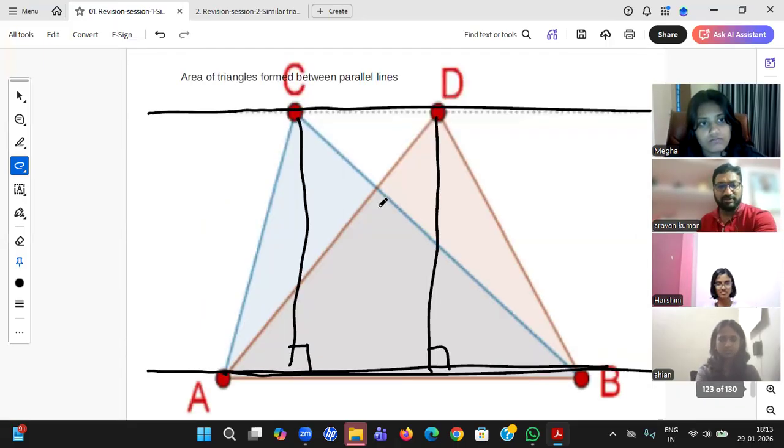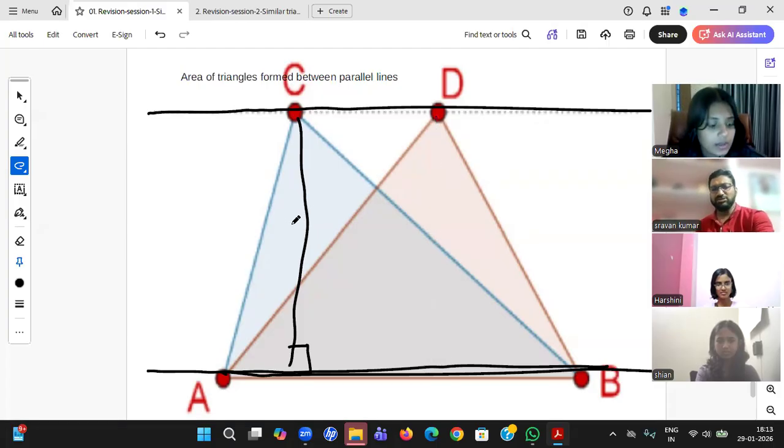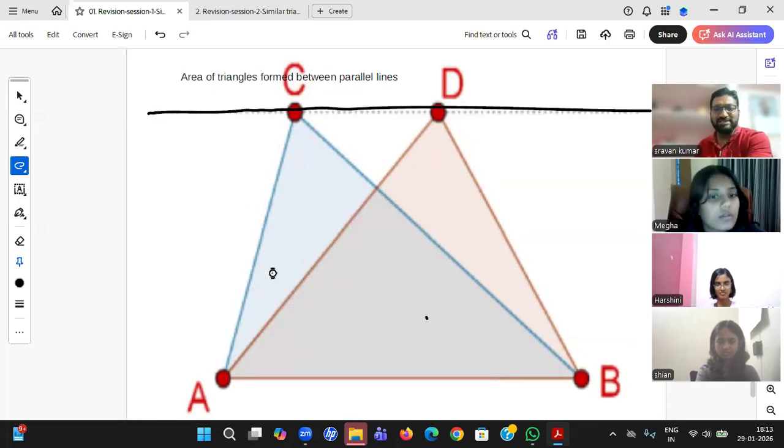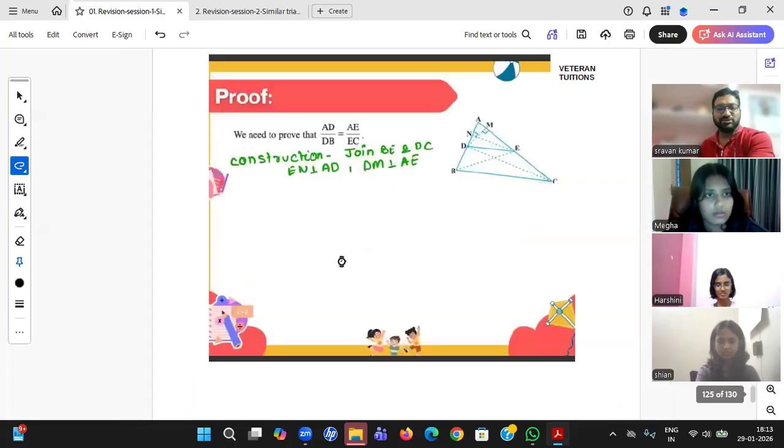Yes, Mega. So why do they have to have the same base? Even if you flip the second triangle, it'll still be the same, right? Pardon? Yes, if you flip the second triangle, even if they don't have the same base, it'll still be equal. You're right. But actually in the proof, I'll use this comment, so I just took the same example.